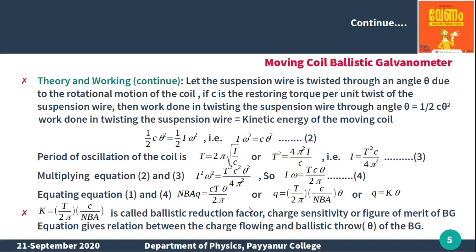Whatever I told about the figure of merit, we are going to learn that the figure of merit is now this K, the figure of merit of BG. And this equation Q is equal to K theta gives the relation between the charge flowing through the ballistic galvanometer and the angle produced, the twist produced, theta, which we will call the ballistic throw of the BG. Okay. So this is the theory that we want to learn.